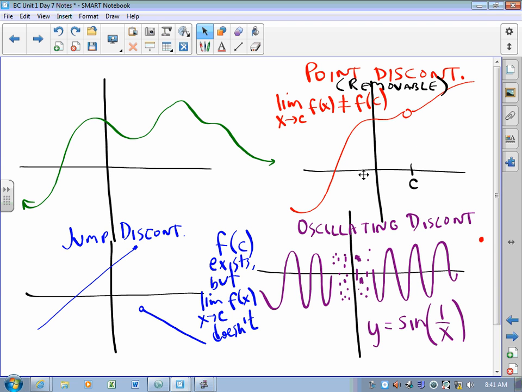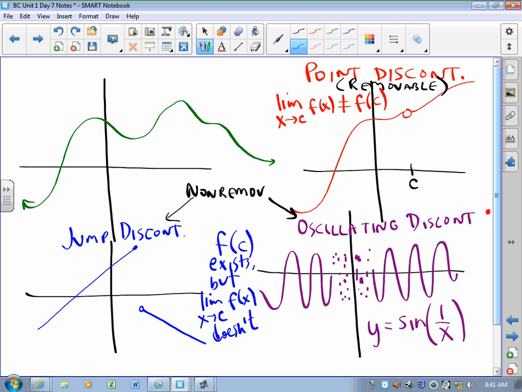This is a troublemaker, but this one has a removable discontinuity because, here, off screen, all you have to do is stick your finger in that hole there, plug up the hole in the dam, and we're okay again. Jump discontinuities and oscillating discontinuities are called non-removable, because you can't just simply solve the problem. There's a serious gap in the blue function. There are serious issues on the purple function. So those functions have what we call non-removable discontinuities.